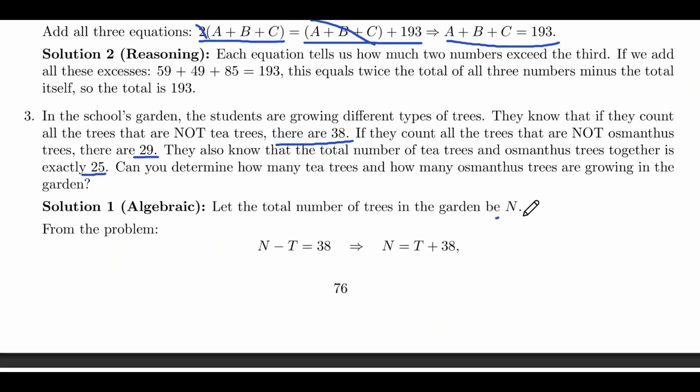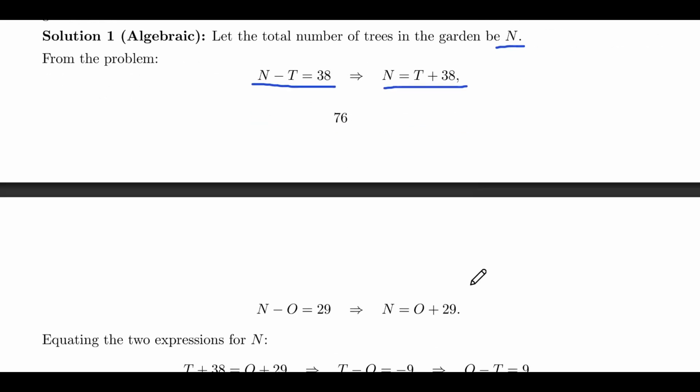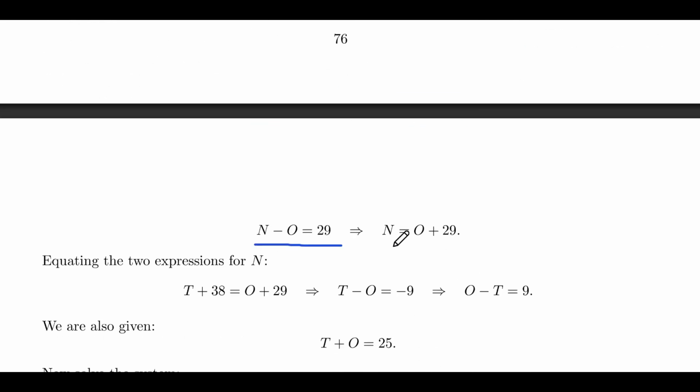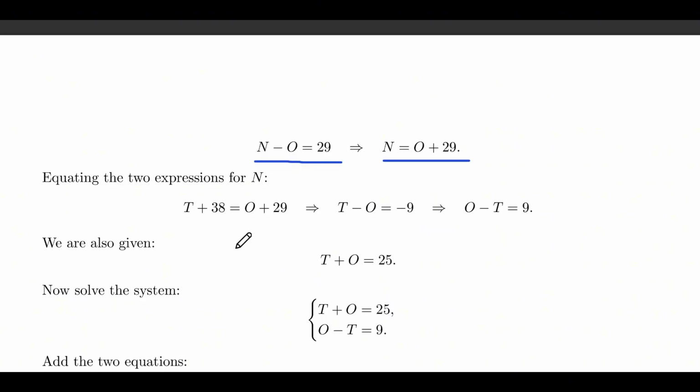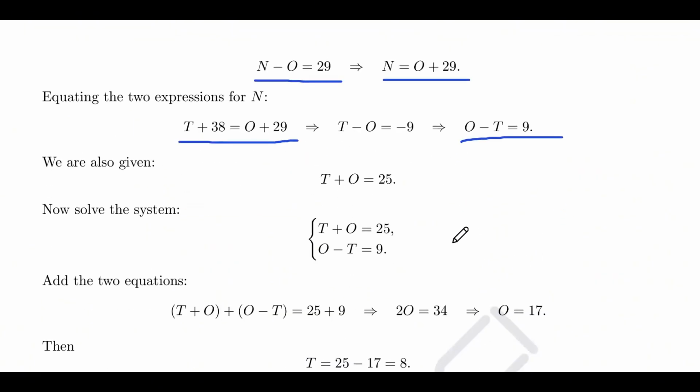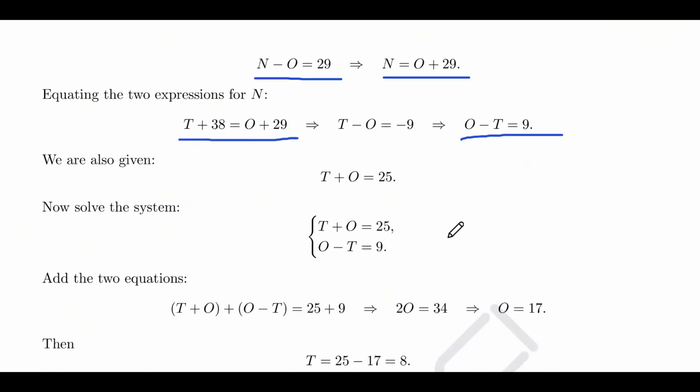From the first condition, N minus T equals 38. So N equals T plus 38. From the second condition, N minus O equals 29, so N equals O plus 29. Equate these two expressions for N. T plus 38 equals O plus 29. Rearranging that relation gives O minus T equals 9, meaning there are 9 more osmanthus trees than tea trees.